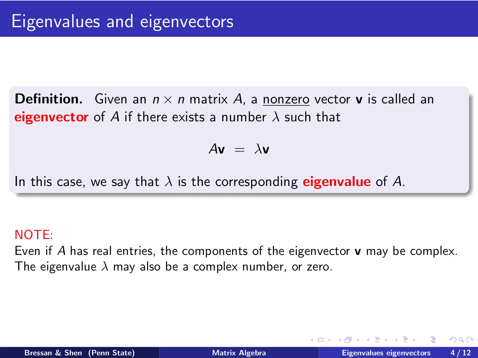One remark we want to put in here is that even if the matrix A has all real entries, it is possible that the components of the eigenvector v may be complex, and the eigenvalue lambda may also be a complex number or even 0. So the eigenvalue can be 0, but the eigenvectors are non-zero vectors. So pay attention to that.